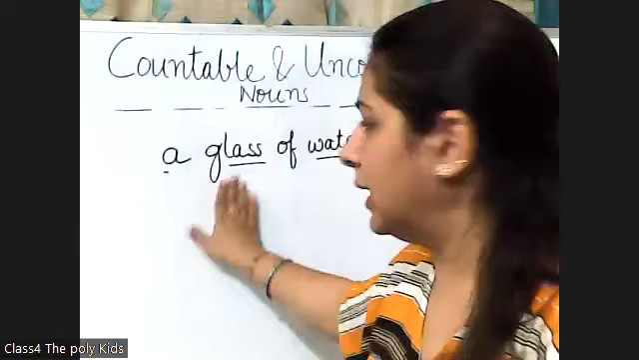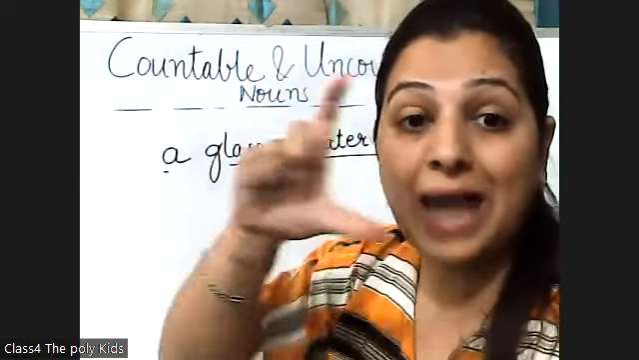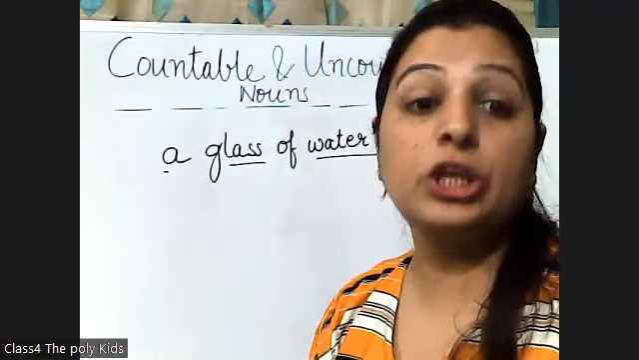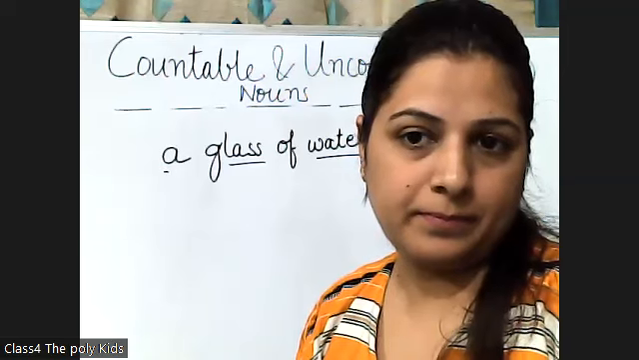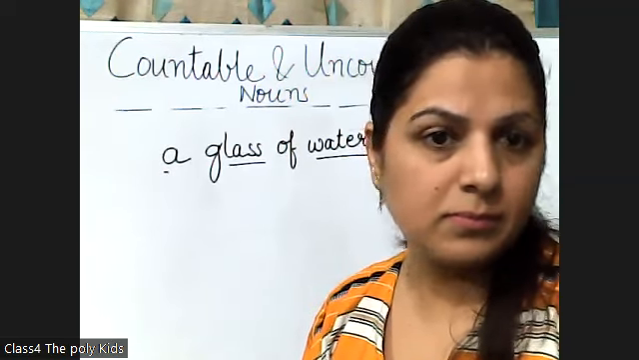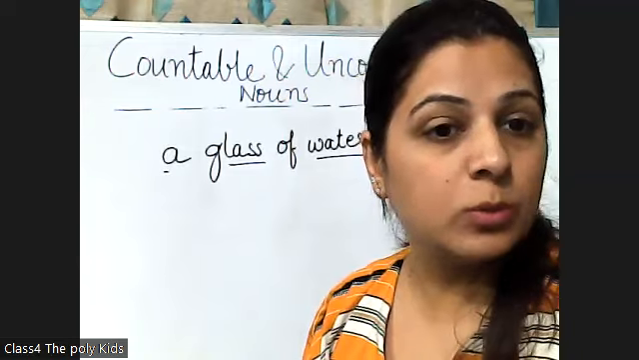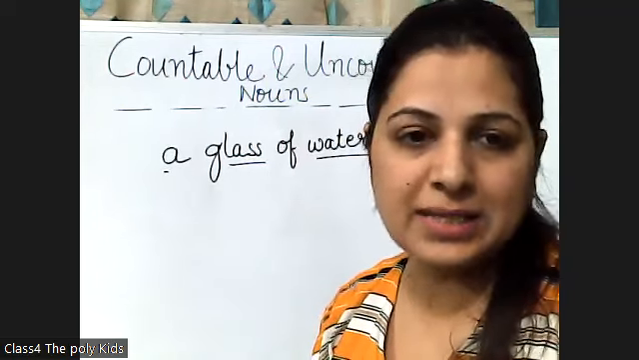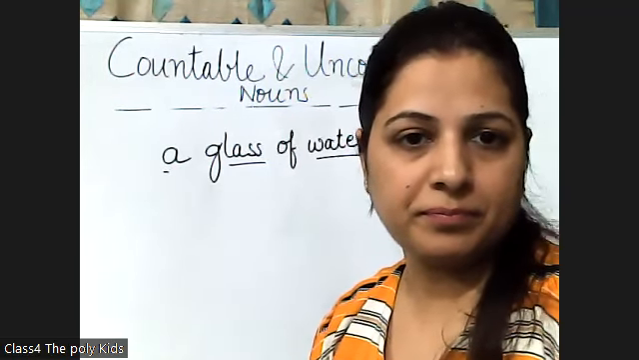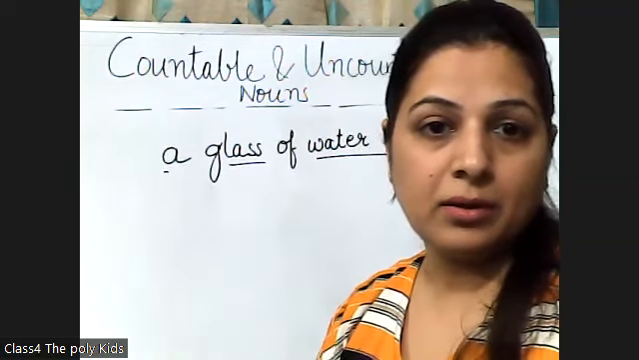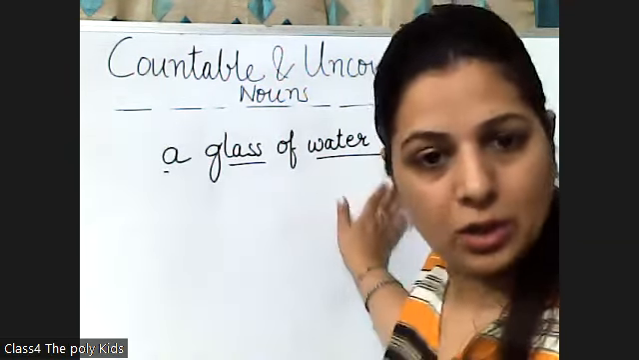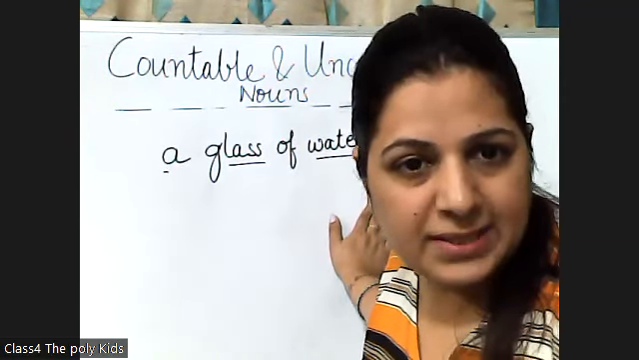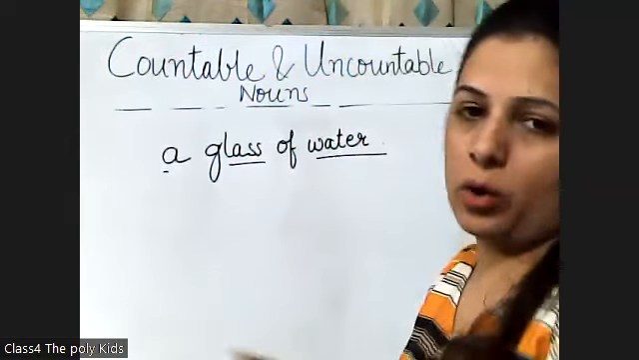Aradhya, what do you think? It is countable or uncountable? A glass of water. Ma'am, countable. Why? Ma'am, because there is glass. One glass. Okay, good. Samrid, your answer? Because there is water. That is why you are saying it is uncountable. Yes? Okay.